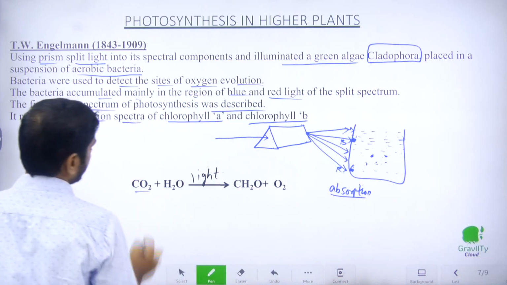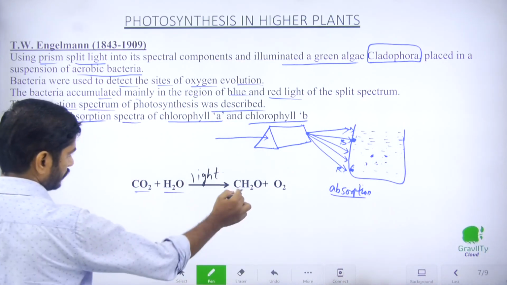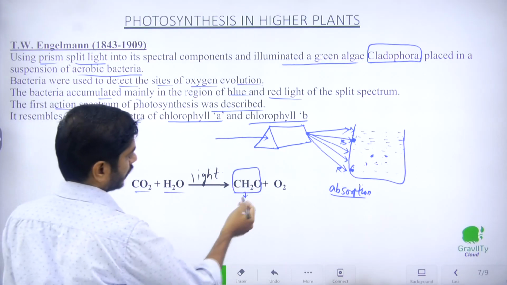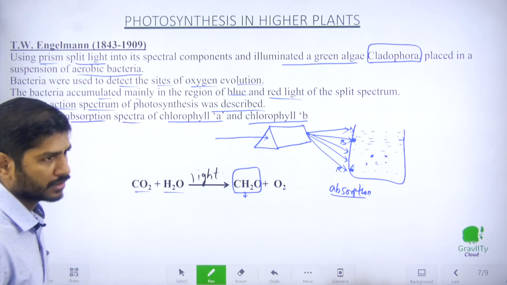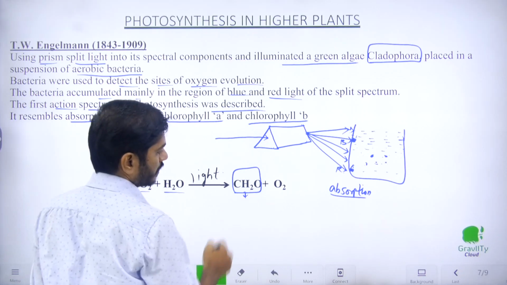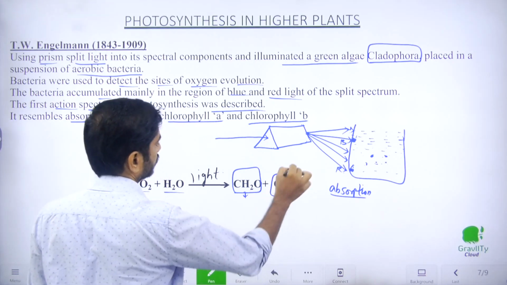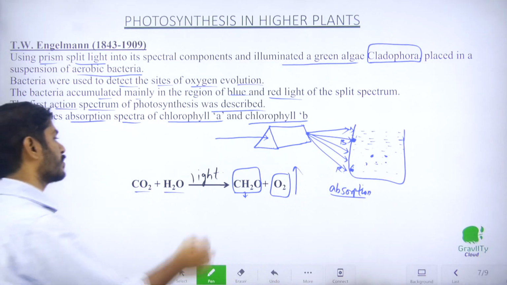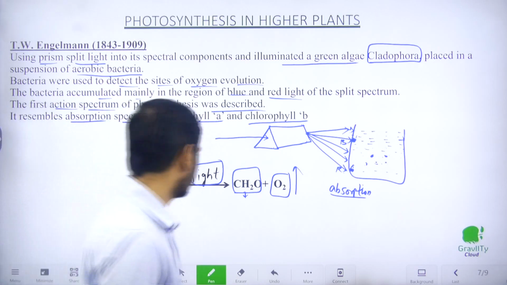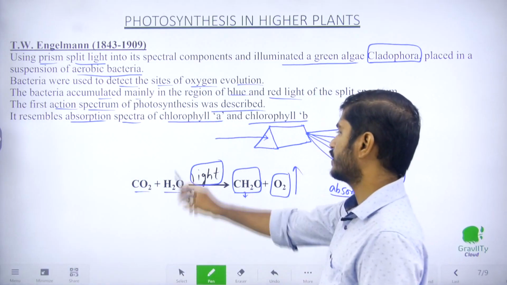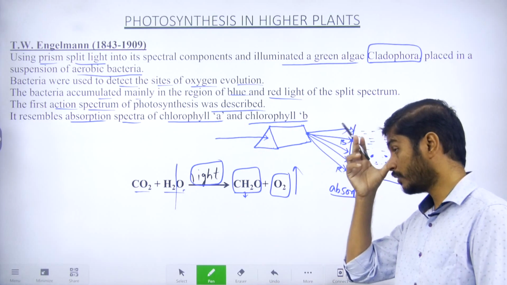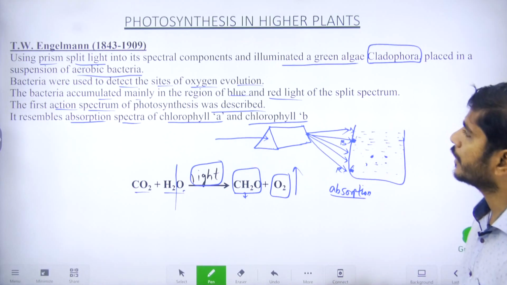So now CO2 and water giving CH2O, which is the empirical formula of carbohydrates. In a general way to discuss carbohydrates, it is written like CH2O, and oxygen is released. For this process, light is compulsory, right? Here, initially the splitting of the water molecule takes place, and that oxygen only will move into the air. This is happening here.